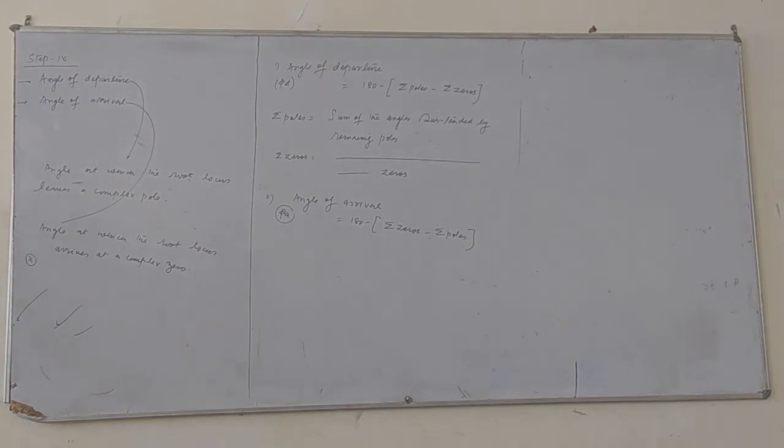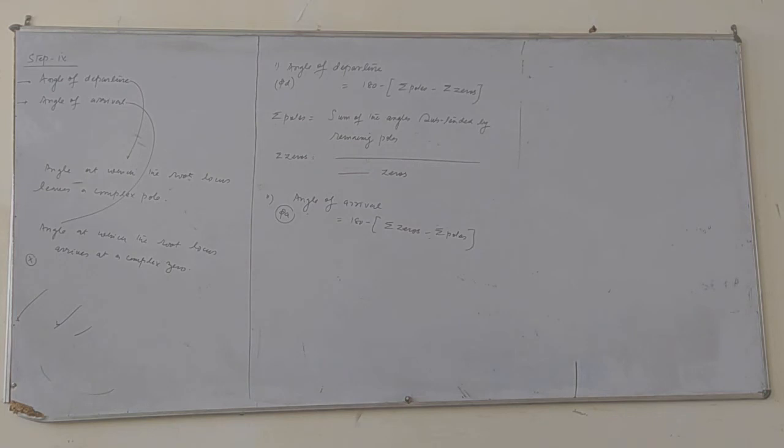Now how to calculate this? Let me take an example so that we will clarify this. Angle of arrival and angle of departure, when do we have to calculate these two angles? Whenever we have a complex pole or a complex zero. If we do not have one, there is no need.